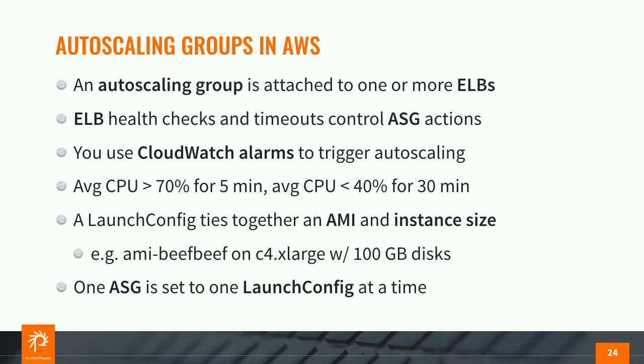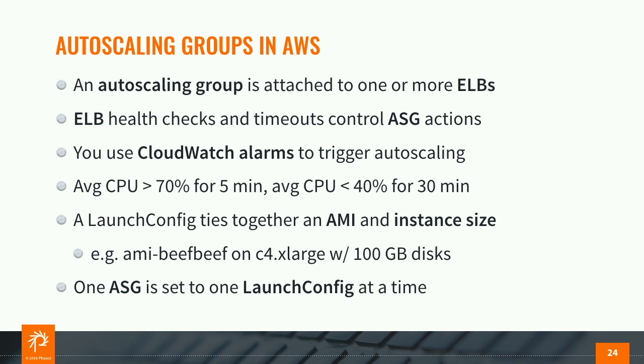So you've got your autoscaling group, you have your policies, and you tell it which elastic load balancers you're going to add or remove instances from, and then you put in a launch config. And a launch config is a one-to-one mapping where you say, launch this AMI and this instance size.